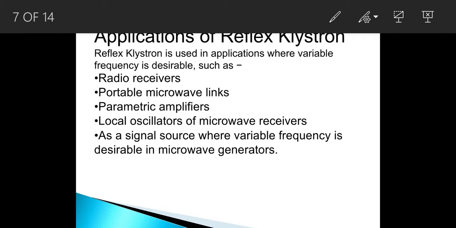So here are the applications where the reflex klystron is used. It is used in the radio receivers, in portable microwave links, in parametric amplifiers, in local oscillators of microwave receivers, and as a signal source where variable frequency is desirable in microwave generators.